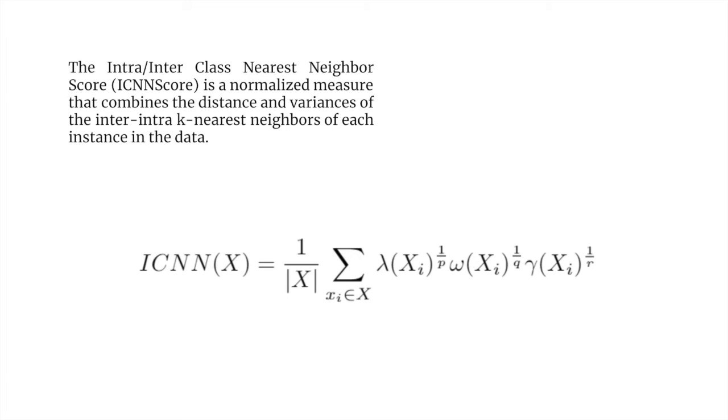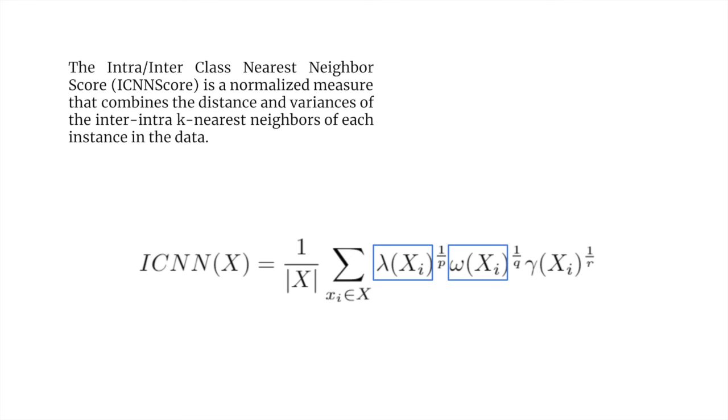The ICN Score is a normalized measure that combines the distance and variances of the inter and intra k-nearest neighbors of each instance in the data. The formula is made up of 3 main functions. Lambda penalizes the neighbors of xi with the same class based on how distant they are, and punishes neighbors of different classes based on their proximity.